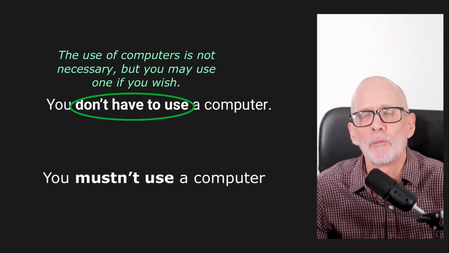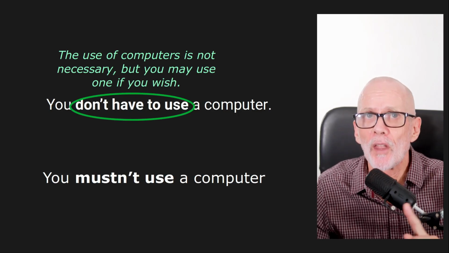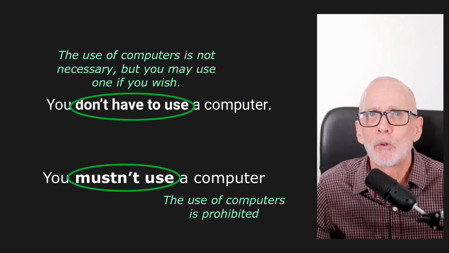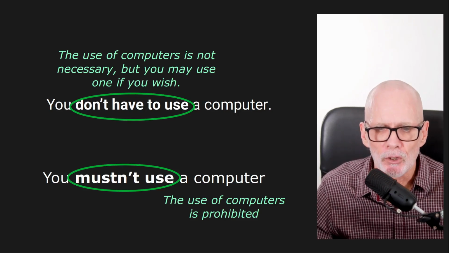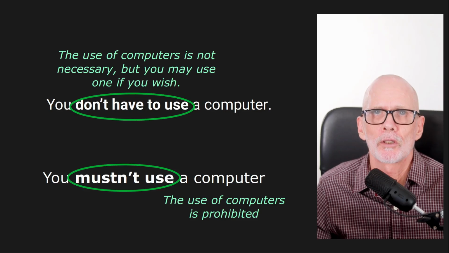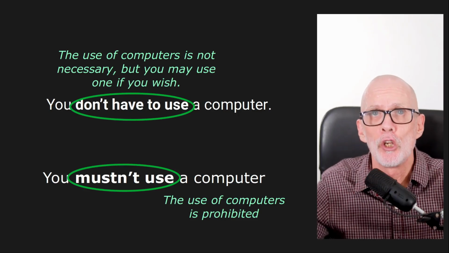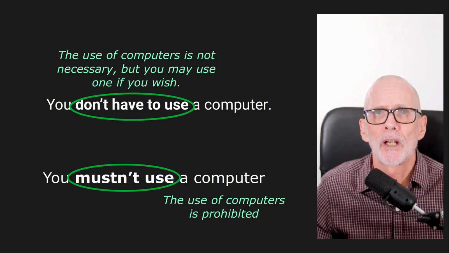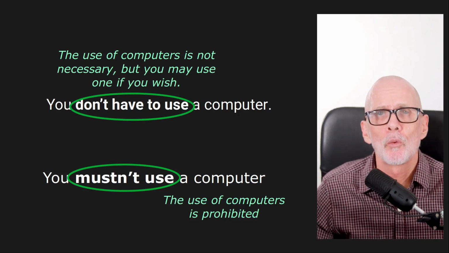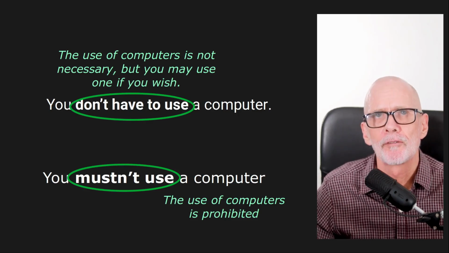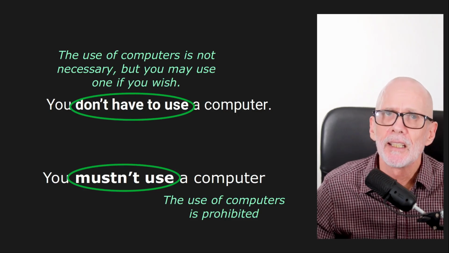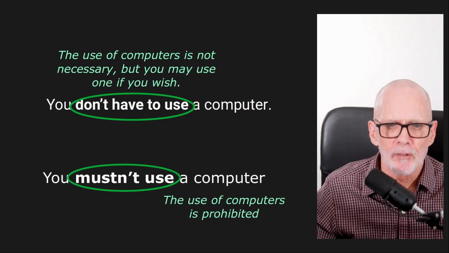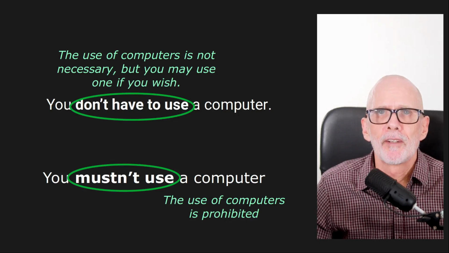So don't have to means something is not necessary, not that it's prohibited. If we want to talk about prohibition, we need to use mustn't. You mustn't use a computer. That means you cannot use a computer under any circumstances. So whilst we've seen in the positive, must and have to are very similar, in the negative, they are very different.